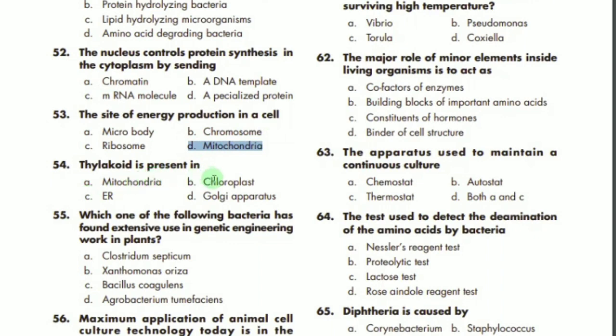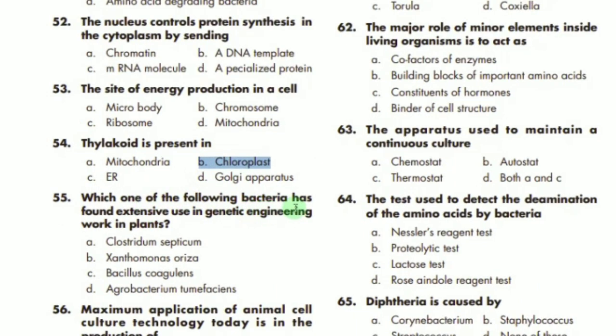Thylakoid is present in the chloroplast. B is the correct option. Which one of the following bacteria has found extensive use in genetic engineering work in plants? If we are using plants in genetic engineering and for that purpose we are using bacteria, that bacterium is called Agrobacterium tumefaciens. D is the correct option.